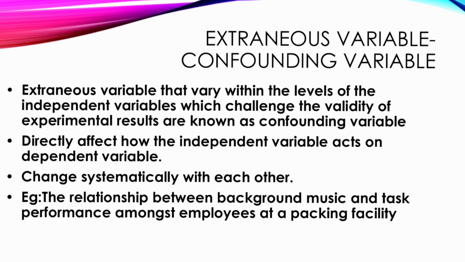And these confounding variables directly affect how the independent variable acts on the dependent variable and change systematically with each other. So in another manner, you can say that anytime there is another variable in an experiment that offers an alternative explanation for the outcome, it has the potential to become a confounding variable.